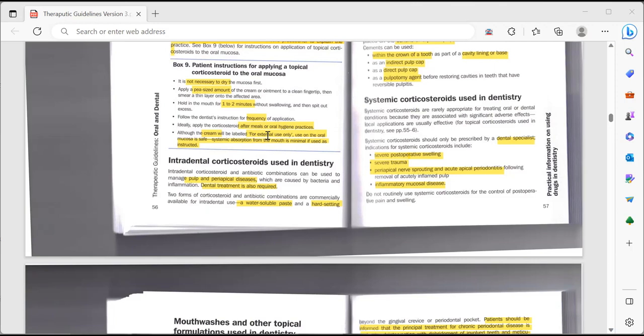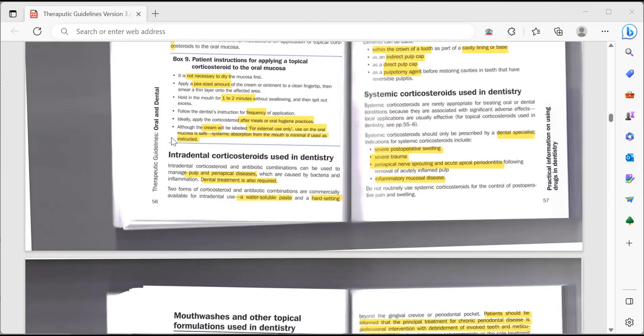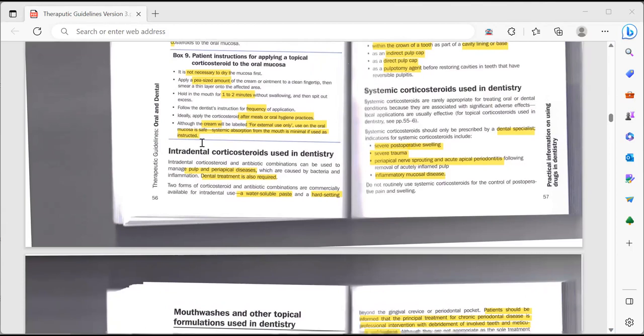Although the cream may be labeled for external use only, use on the oral mucosa is safe, because some creams or ointments are written as for external use only, but you can still use these formulations intraorally, on the mucosa. It is completely safe. Systemic absorption from the mouth is minimal if used as instructed.